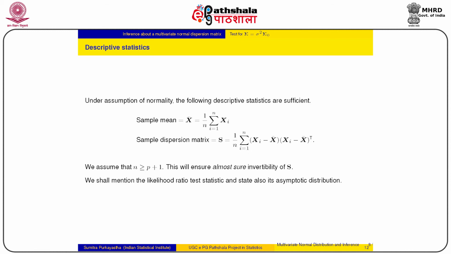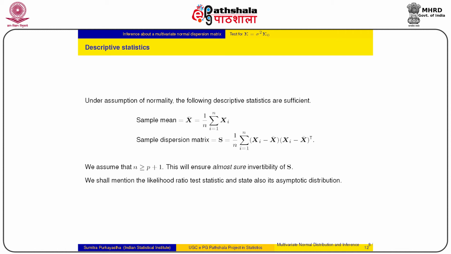And what are the descriptive statistics? Basically our path is the same. We are looking at the likelihood ratio statistic. In order to find the likelihood ratio statistic, we are looking at finding the maximum likelihood estimators, and before that we identify the sufficient statistics. That's how we are proceeding.